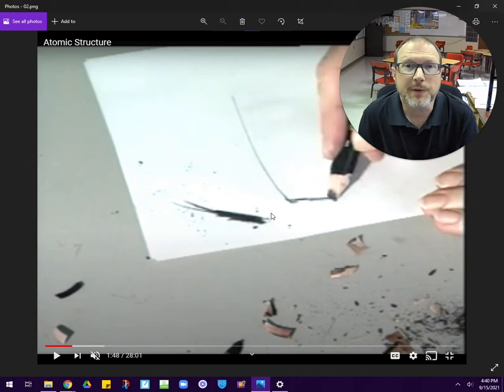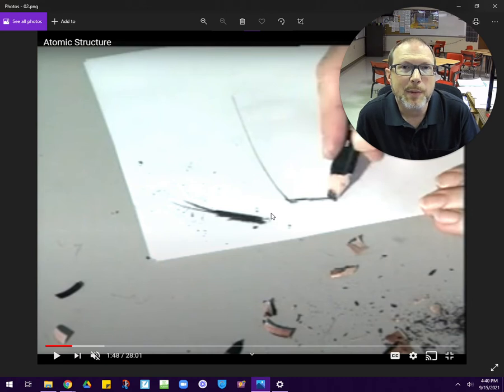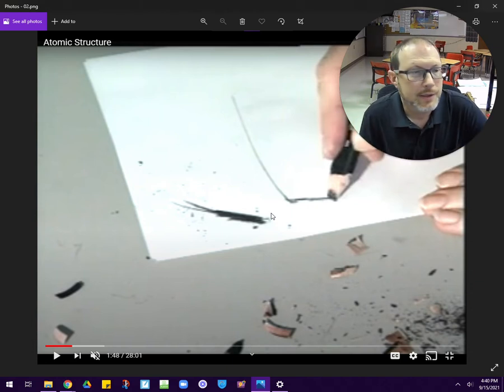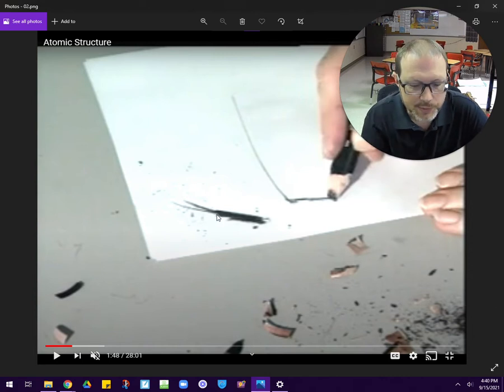The Greeks were the first ones to come up with this idea. In fact, there was a Greek philosopher by the name of Democritus, and he came up with the idea of this particle that was so small you couldn't cut it, and he called it atoma, which is where we get the word atom from. Atoma literally means not cuttable. So that takes us through some of the background.